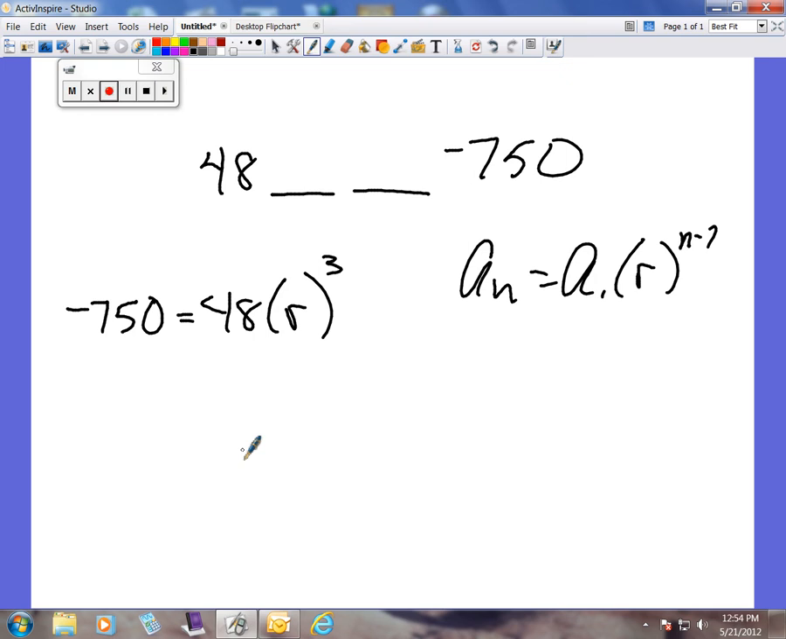Now, do you know how to solve for r? How many know how to start this solving? Well, we want to get r by itself. How is the 48 connected to it? So you divide, right. So when you divide to get rid of 48, if you want to solve for r, what do you get when you do that?